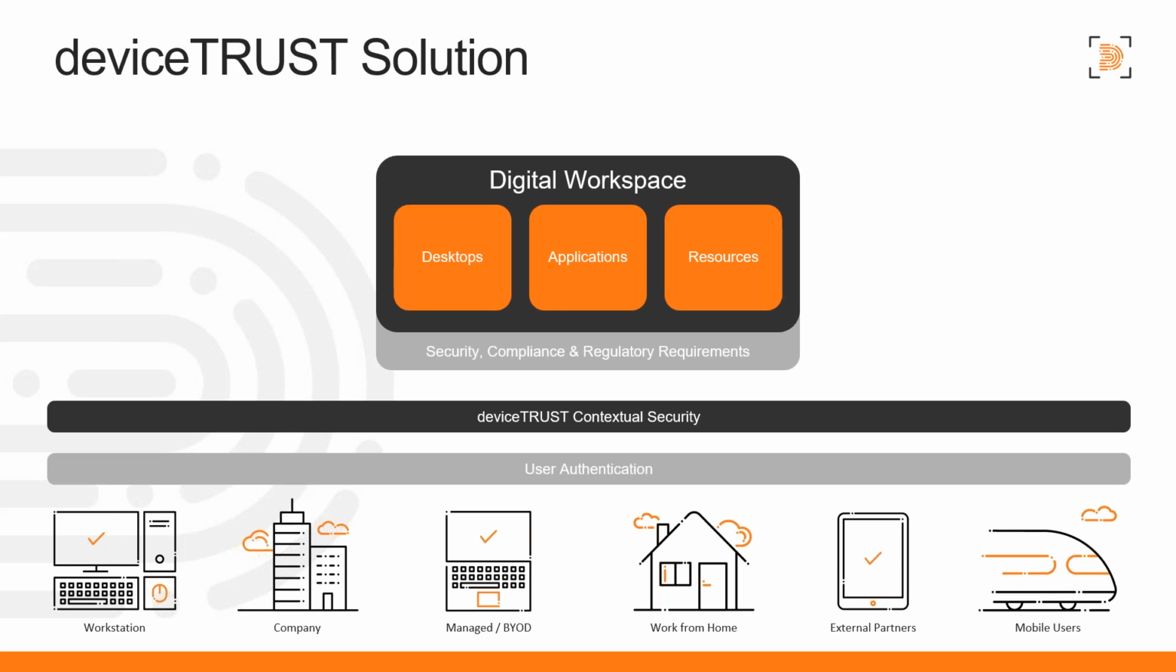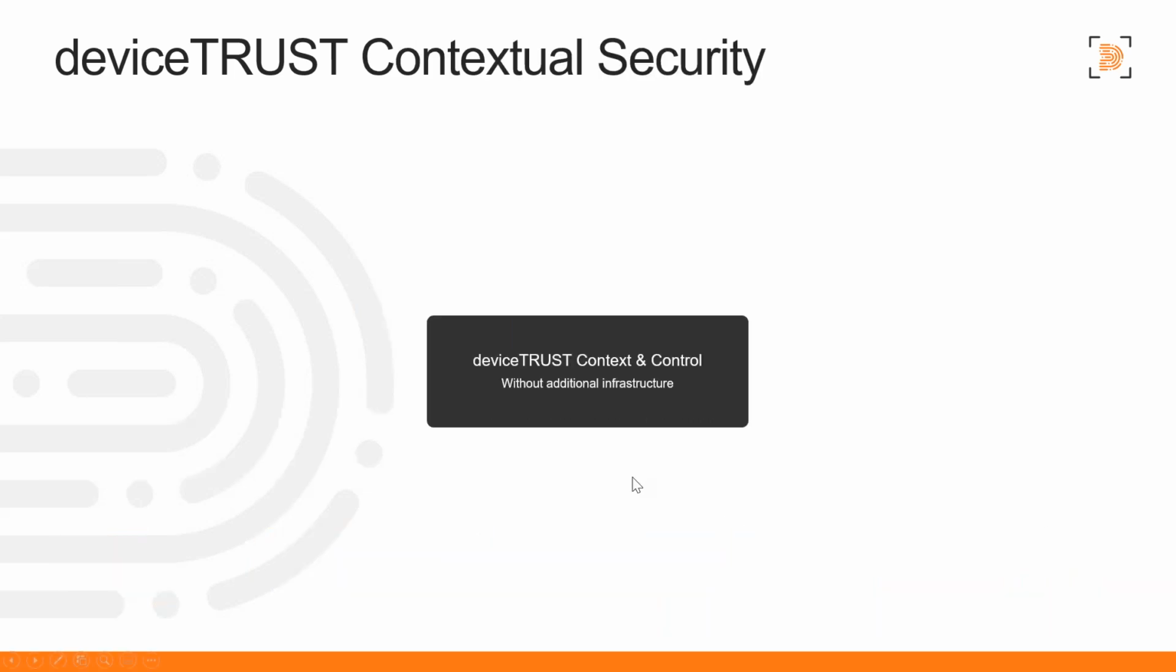That's basically the idea. That's what we call contextual security. So we do extend the lock-on process, the existing role-based model, which will stay in place, and we add information to it to give you the power of controlling certain content. Now, deviceTRUST is a software-only solution.